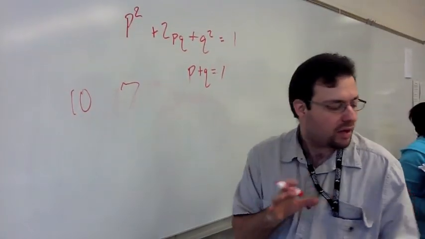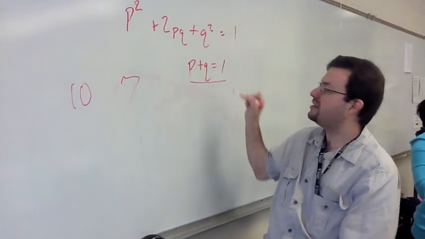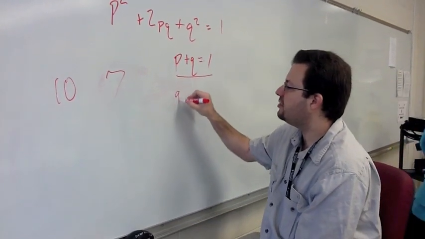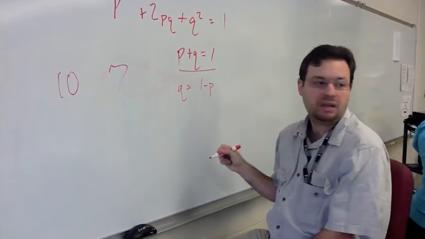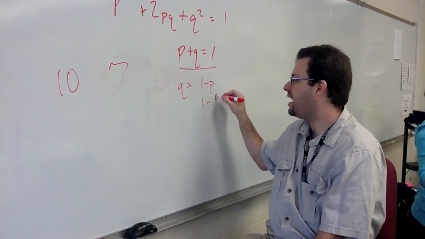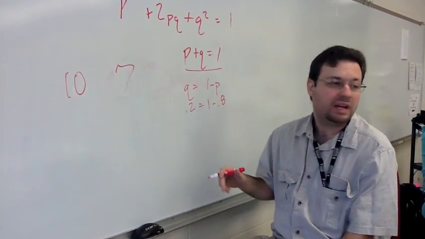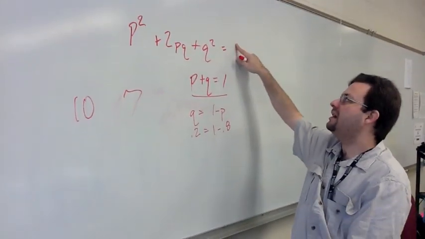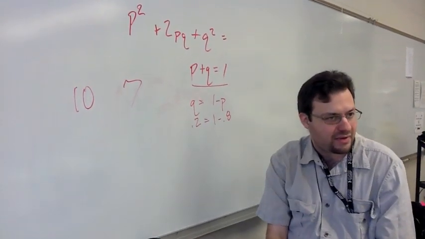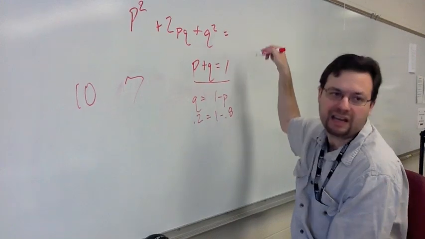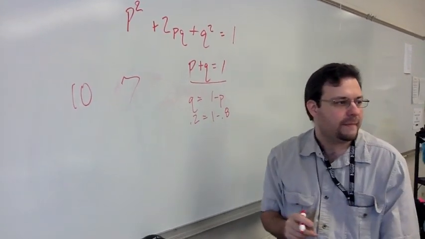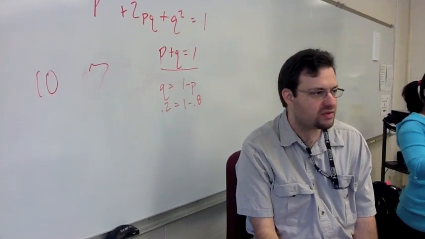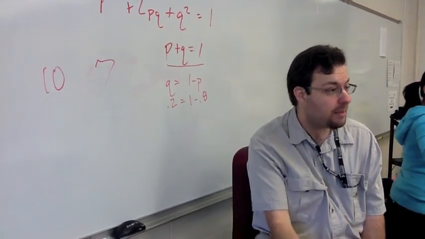What they're going to do in here is do it exactly like this. They're going to give you P, and if they do that, all you have to do is plug it into this equation. Q would be equal to 1 minus P. So if it's 0.8, it's just 1 minus 0.8, which would be 0.2. Then all you do is plug and play. You take these numbers, plug them back in, and see what answer you get. If it's close to 1, that tells you that since the equation is close to 1, there's no evolution happening in that population.